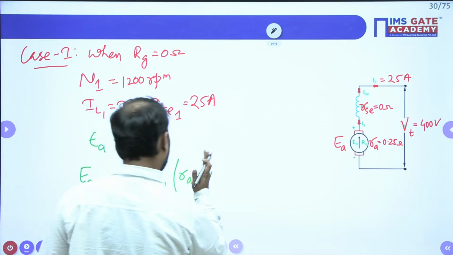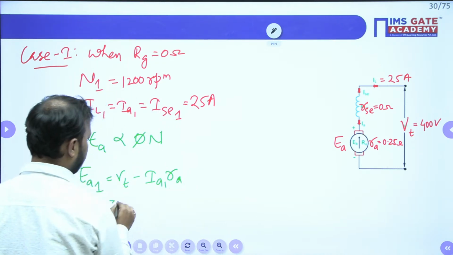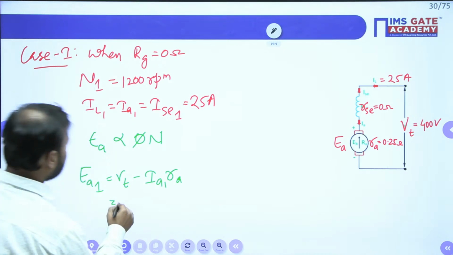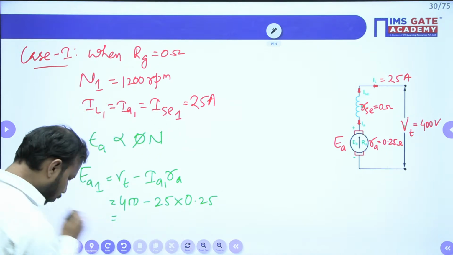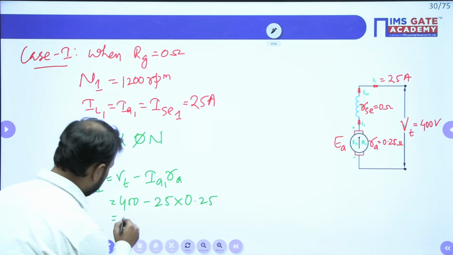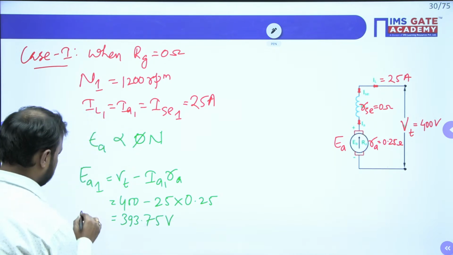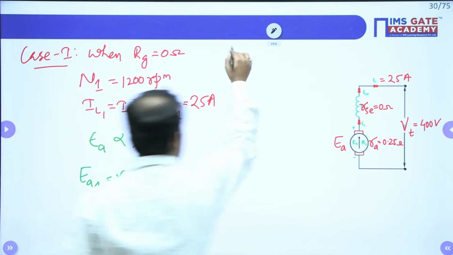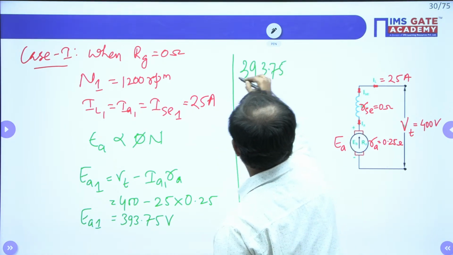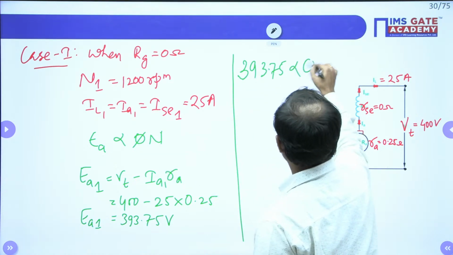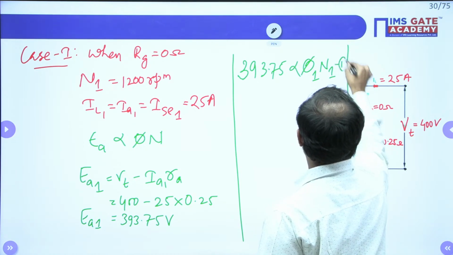So EA1 will be equal to VT minus IA1 into RA. RA is given as 0.25, VT is 400, so 400 minus 25 into 0.25. This value is 393.75 volt. This is EA1, and from this expression, EA1, which is 393.75, is proportional to phi1 N1. Let me take this as equation 1.